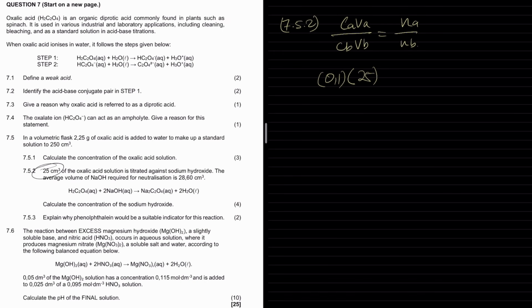And we don't need to convert it if we're using this formula. Divided by CB, which is the concentration of the base, that's what we want. And they tell us the volume is 28.6. And that's equal to NA over NB. We get that simply from the coefficients here. So the acid has an invisible 1, so 1 over, and the base has a 2. Now we just solve for CB. So CB is going to be 0.175 moles per dm cubed.